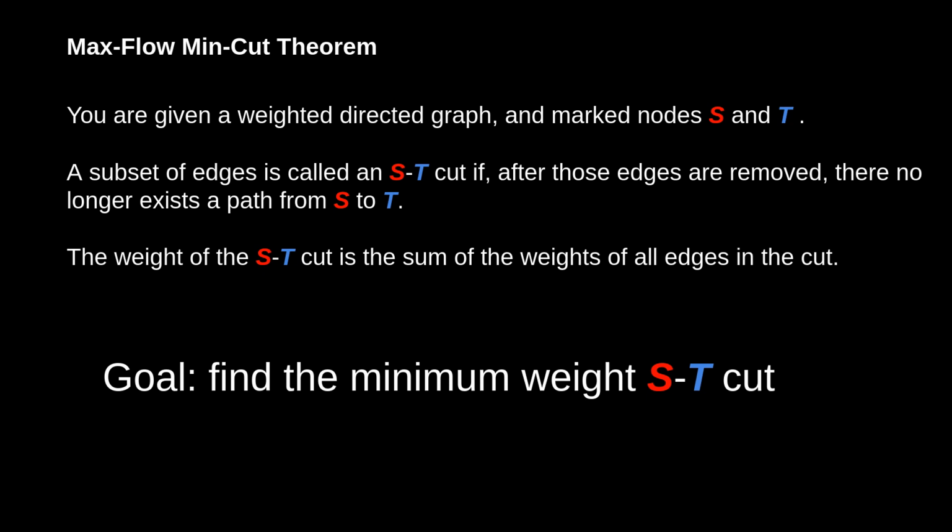You are given a weighted directed graph and marked nodes S and T, and you call a subset of edges an ST cut if after all of those edges are removed, there no longer exists any path from S to T. The weight of this ST cut is the sum of the weights of all edges that you've removed. Your goal is to find the minimum weight ST cut, as in you want to remove the minimum sum weight of edges so that you can completely disconnect S from T.